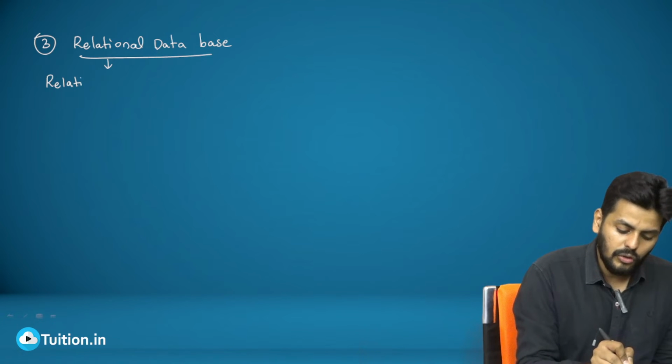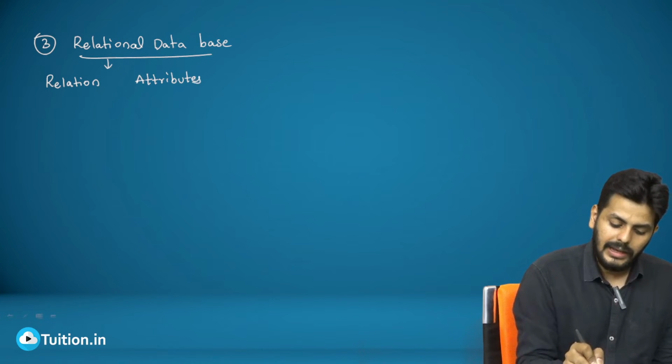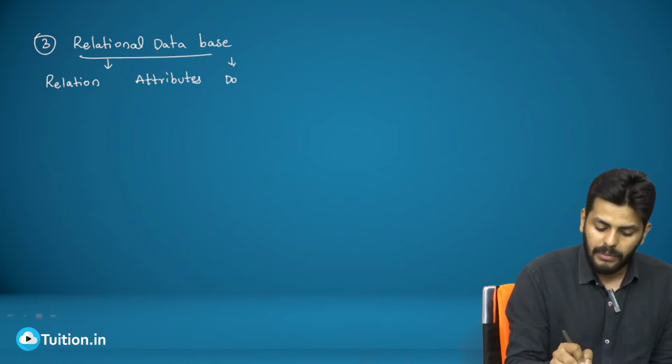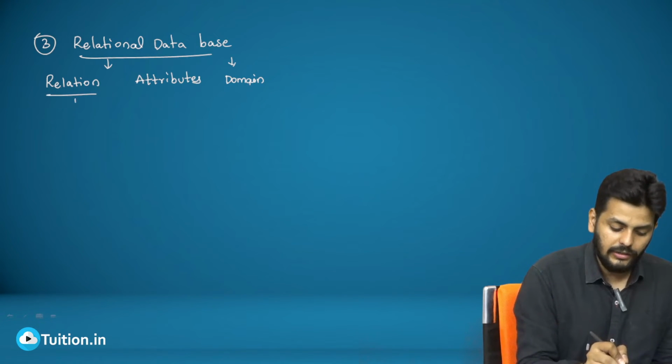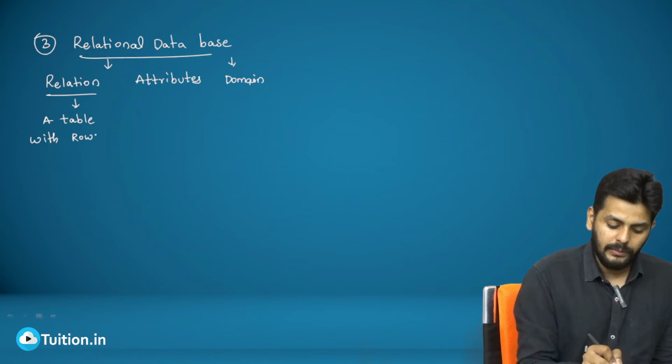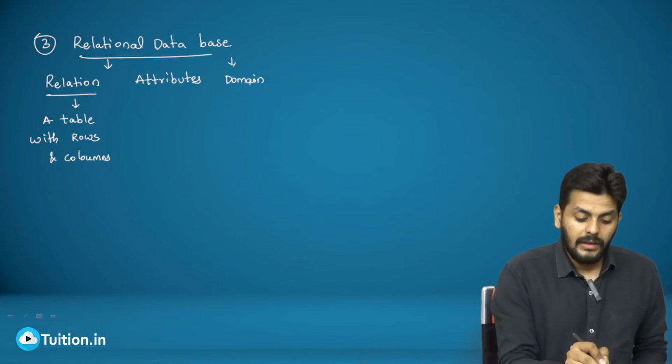Term number one is called relation. Then the next term is called attributes. And the next term is called domain. Now let's first understand what these three words are. Relation is nothing but a table with rows and columns. A table with rows and columns. That's what is called a relation.